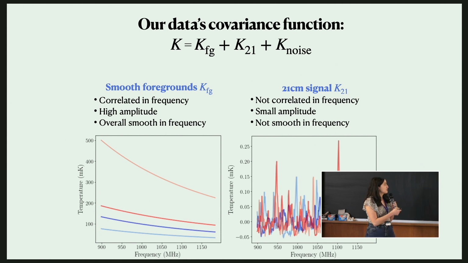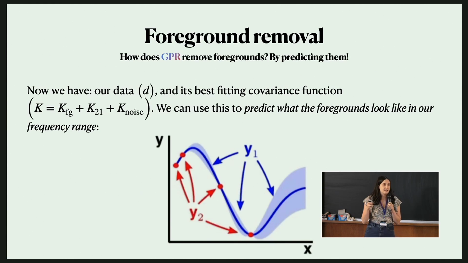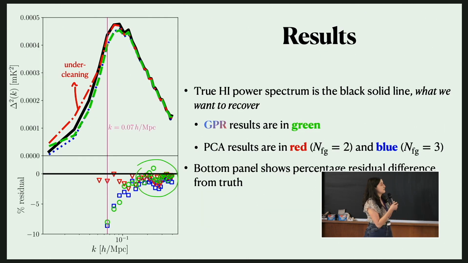So the smooth foregrounds are very smooth in frequency, and they're very bright. So their covariance function is going to reflect that. But the 21 centimeter emission is not smooth in frequency because it's tracing the structure of matter, and it's very faint. So it's going to have a very different covariance function. And essentially, to do the foreground removal, we just take these different covariance functions in our data, and we use it to predict what the foreground looks like in our case. And we find that we can indeed do this.